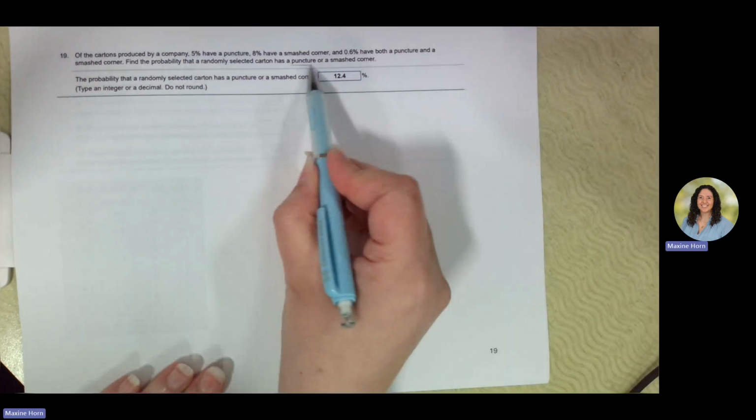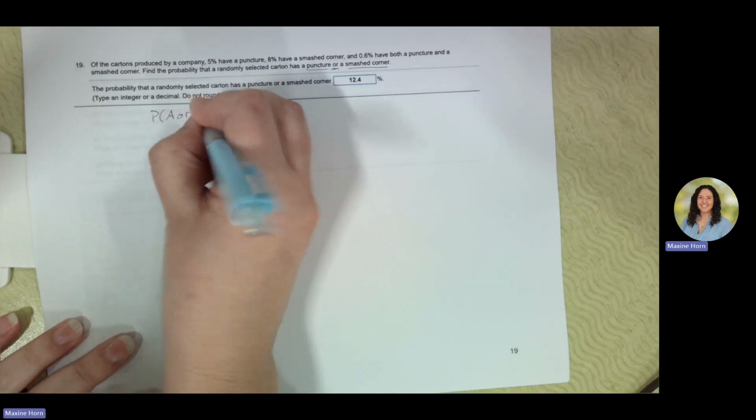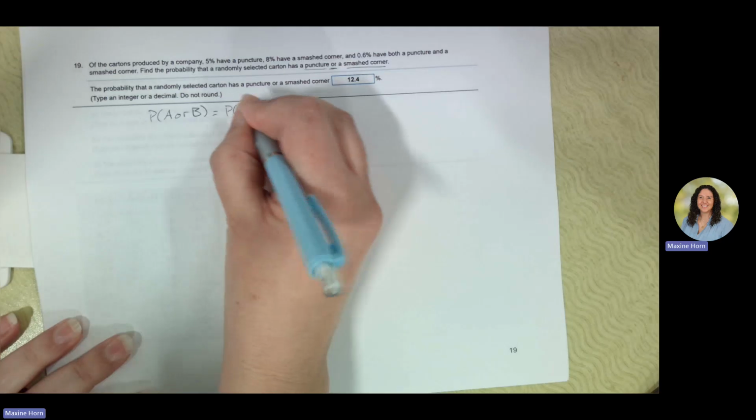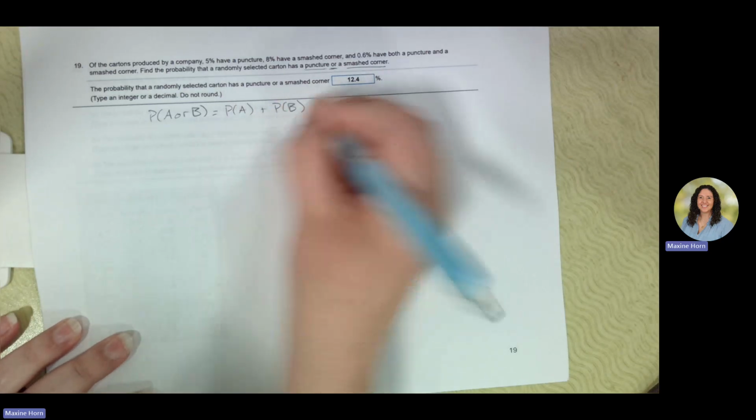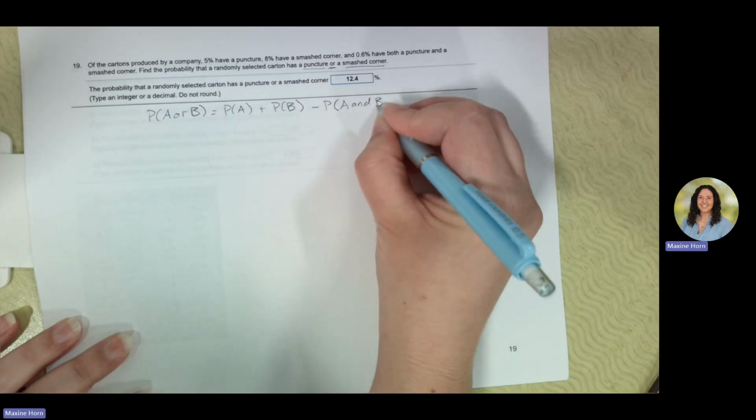Of the cartons produced by a company, 5% have a puncture, 8% have a smashed corner, and 0.6% have both a puncture and a smashed corner. Find the probability that a randomly selected carton has a puncture or a smashed corner. We were literally just talking about this: the probability of A or B means you do the probability of A plus the probability of B, then subtract where they overlap, the probability of A and B. It's the addition rule.